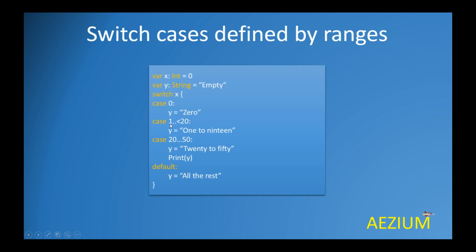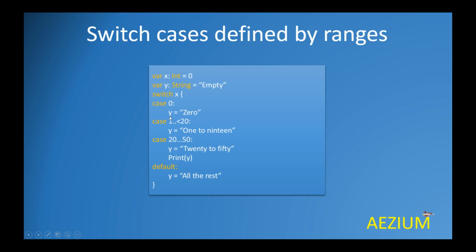For case 2, we're using a range of values from 1 to 19. And for case 3, we have a range of values from 20 to 50. For case 1, we have a single value, there's no range, and also we have a default value.